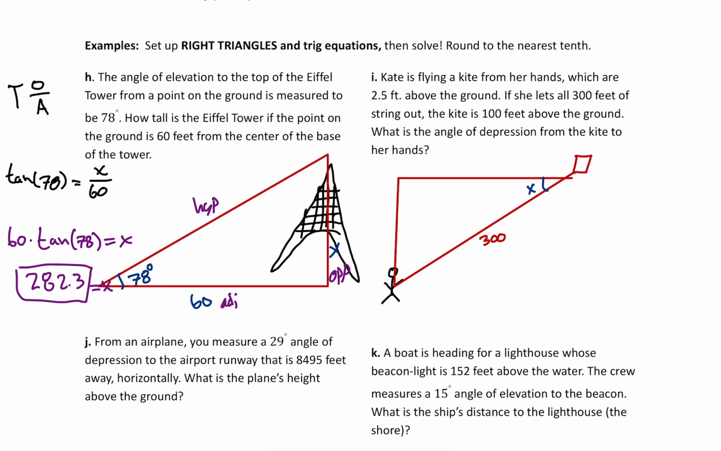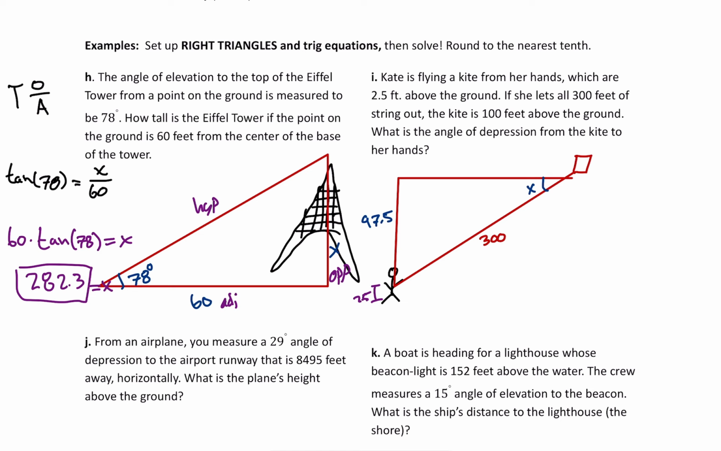Now, I know that she is 2.5 feet from the ground to her hands. But I also know that the total distance from the ground to up here is 100 feet. So that means the distance from here, her hand, to the top is 100 minus the 2.5. So that means that this distance would be 97.5. I have to account for the fact that she's holding it 2.5 feet above the ground.